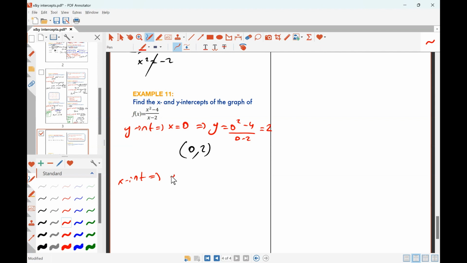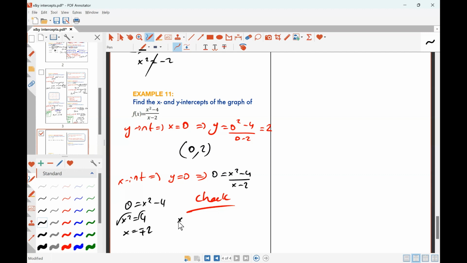Let's find x-intercepts. So you give 0 to y this time. 0 equals x squared minus 4 over x minus 2. So the rational expression is 0, so top is 0. 0 equals x squared minus 4. Bring minus 4 over. X squared is 4. Take square root of both sides. X is negative and positive 2. And it doesn't necessarily mean that they're both our answers. We have to check since it is a rational expression. Check and see if they make denominator 0.